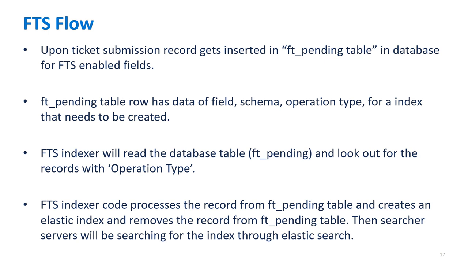Now, the FT indexer server job gets started. It will always check the FT_Pending table, and it looks for the operation type, and it will start creating the entry in the Elastic node. As soon as the index gets created, the entry from the FT_Pending table gets deleted. As soon as the entry gets deleted, that specific record is available to search with the help of the Elasticsearch method.